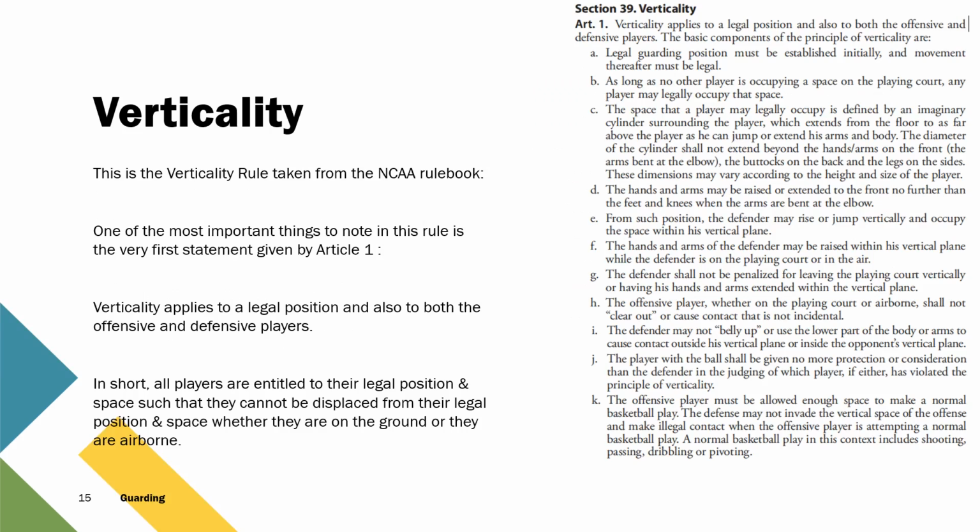This is the verticality rule taken from the NCAA rulebook. One of the most important things to note in this rule is the very first statement given by Article 1, which reads, verticality applies to a legal position and also to both the offensive and defensive players. So first, to achieve verticality, you must have a legal position, or if you are a member of the defense, a legal guarding position.